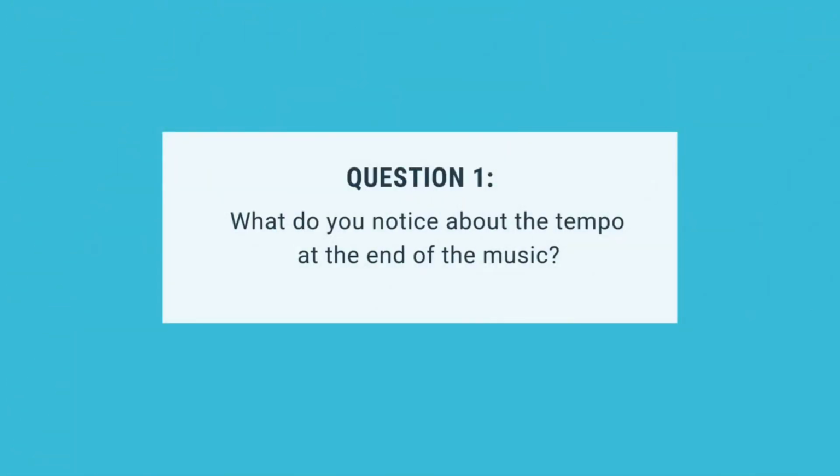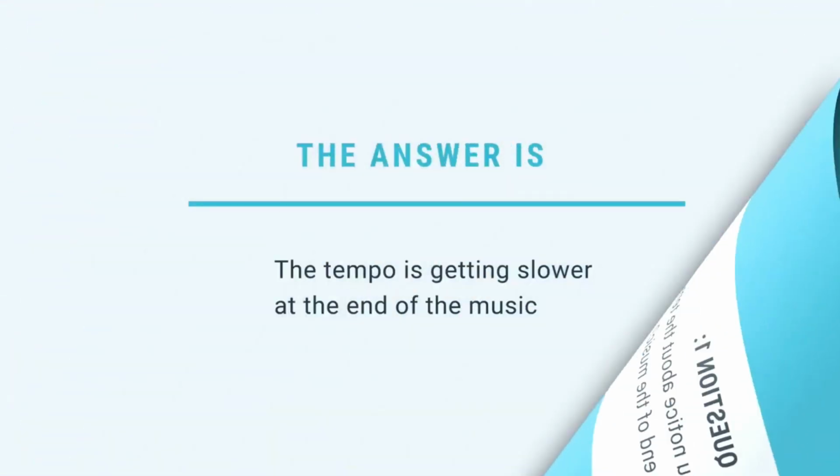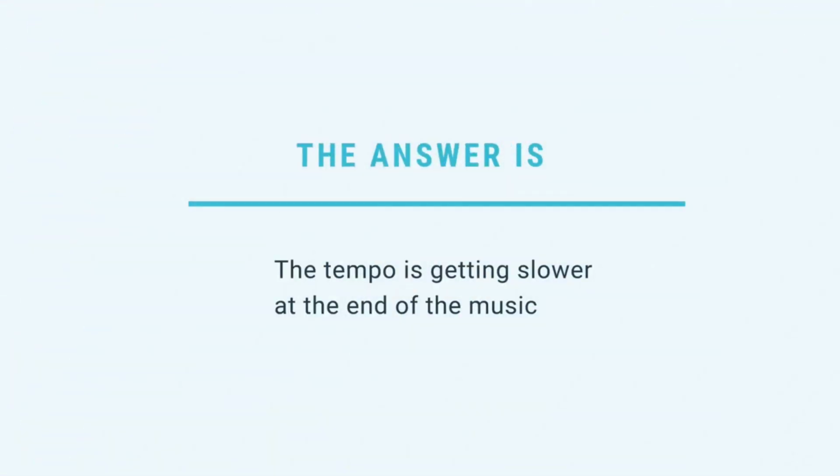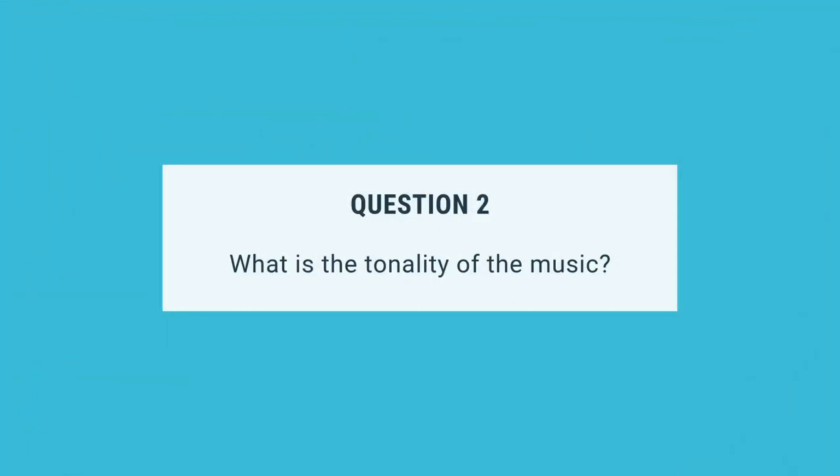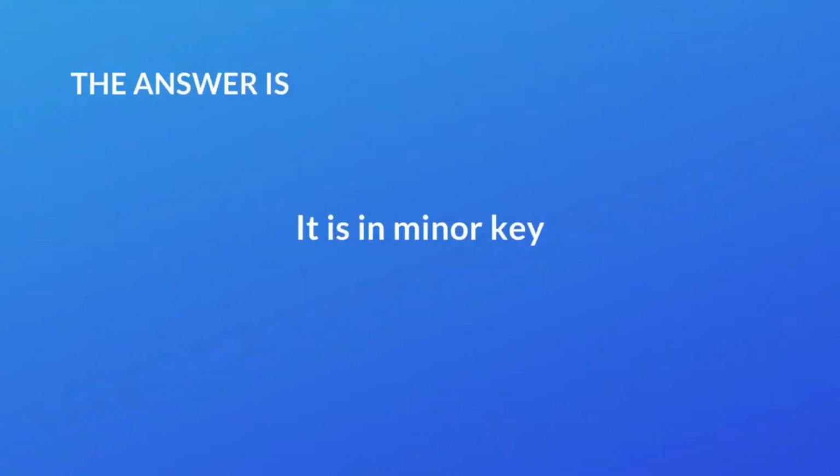Question 1. What do you notice about the tempo at the end of the music? The answer is, the tempo is getting slower at the end of the music. Question 2. What is the tonality of the music? The answer is, it is in minor key.